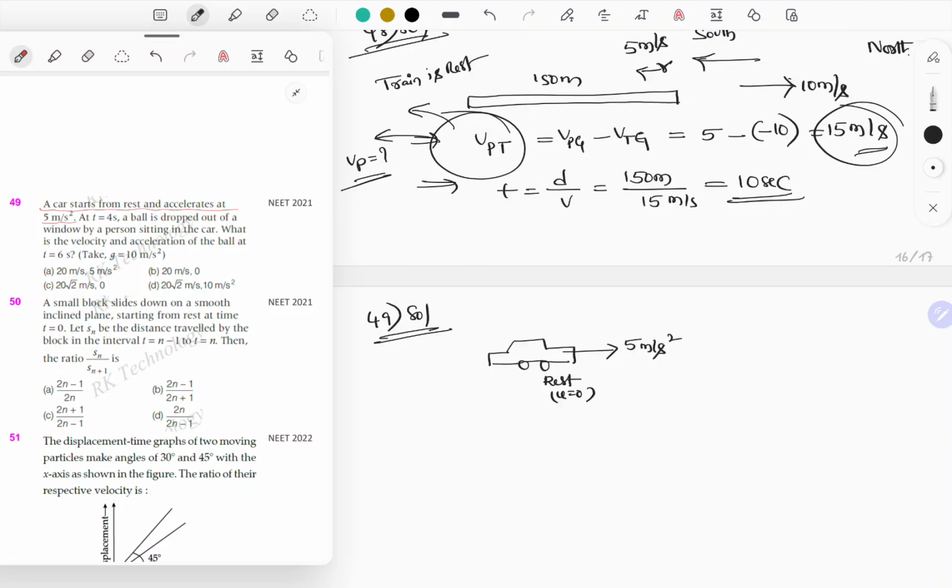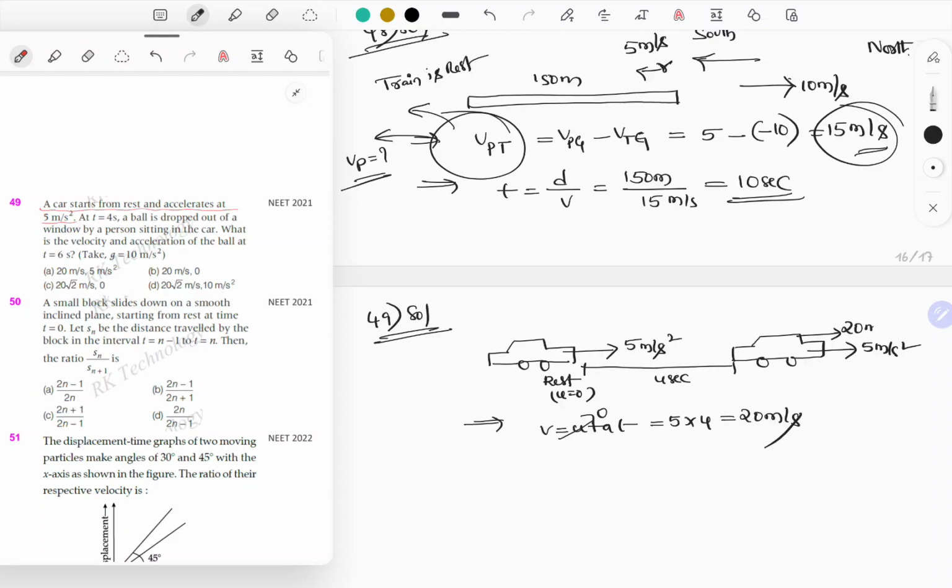At t is equal to 4 seconds, a ball is dropped out of the window. So it traveled 4 seconds. If it traveled 4 seconds, what is going to be the velocity of the car after 4 seconds? Acceleration is 5 meter per second square. V is equal to u plus at. Initial velocity is equal to 0. Acceleration is 5, time 4 seconds, 20 meter per second. This is the velocity of the car after 4 seconds. Super. Next, what's the question they're asking?